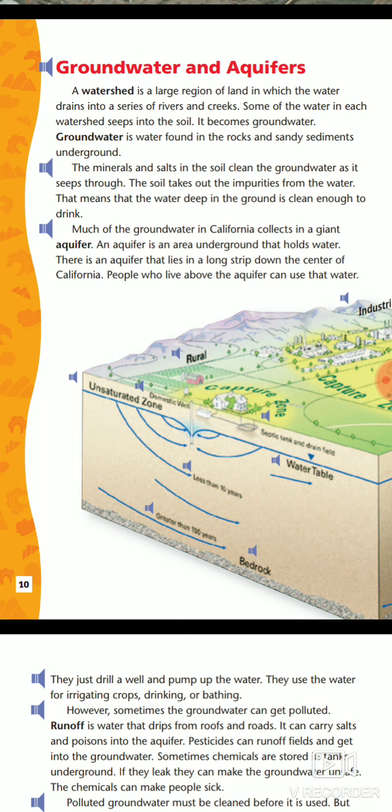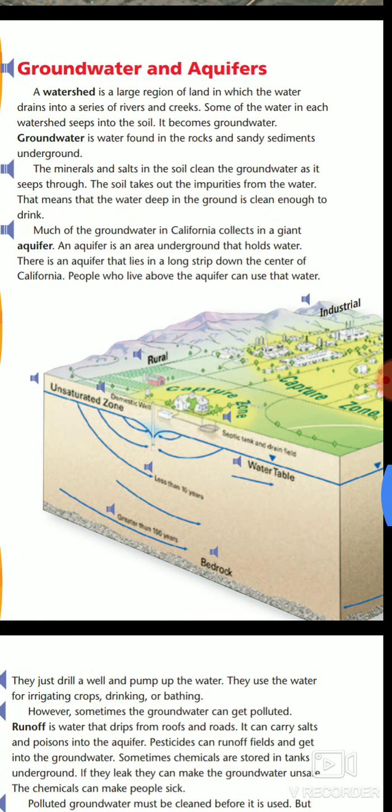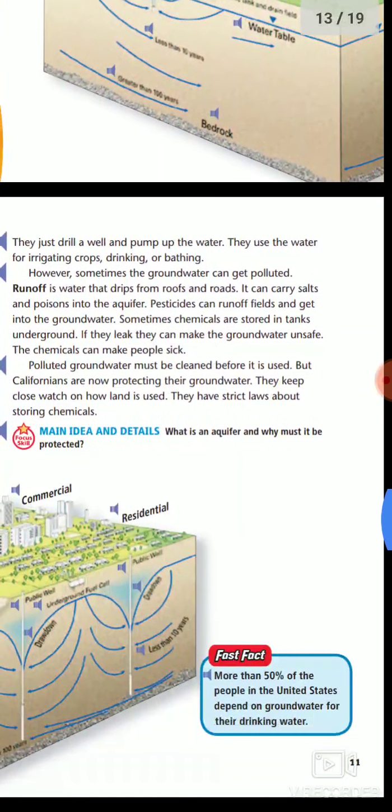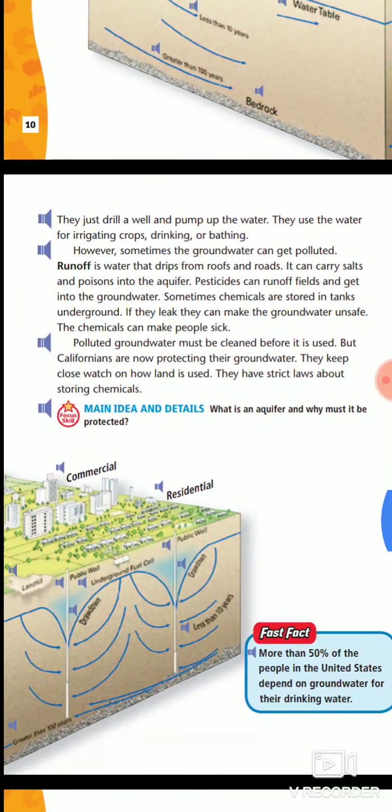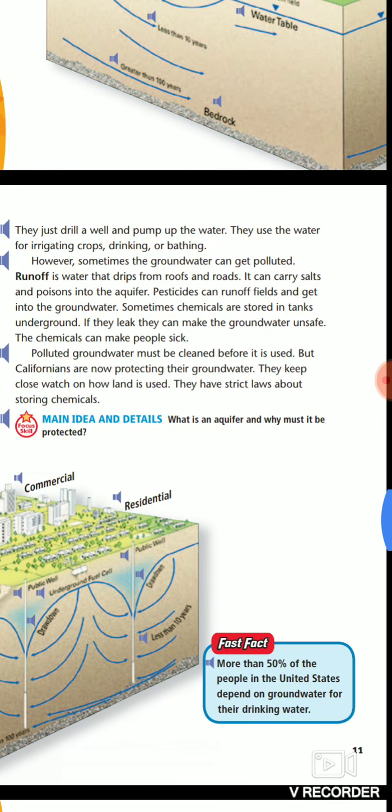There is an aquifer that lies in a long strip down the center of California. People who live above the aquifer can use that water. They just drill a well and pump up the water. They use the water for irrigating crops, drinking, or bathing.